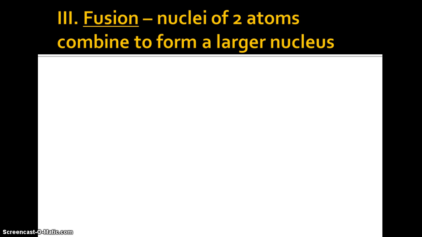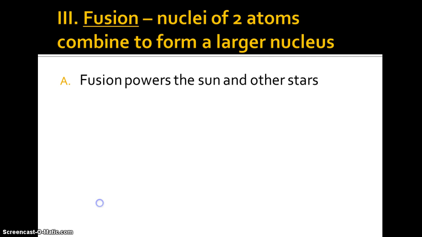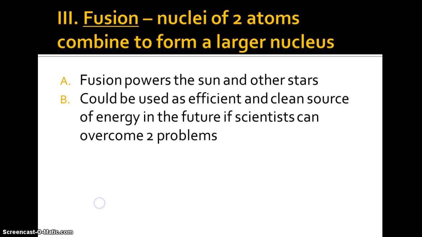Fusion, on the other hand, is the opposite. Fission splits nuclei. Fusion is where you take two small atoms and they combine to form a larger nucleus. So they create a big nucleus. Fusion is what powers the sun and other stars. So it also creates a lot of energy, because the sun has a ton of energy.